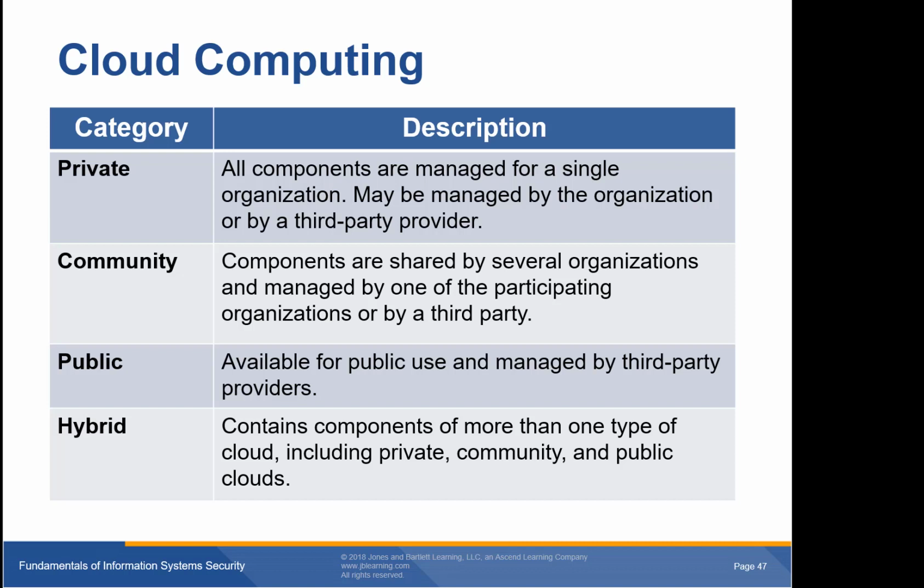Next is the community cloud. This type of infrastructure provides services for several organizations. The different organizations share the cloud environment and use it for their specific needs. The infrastructure can be managed by one of the participating organizations or by a third party.